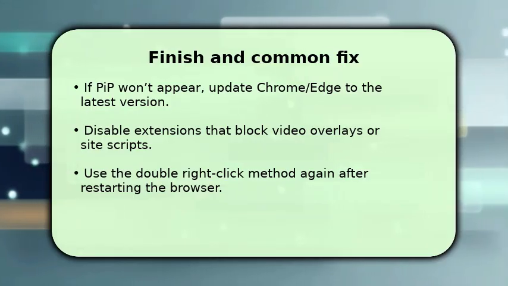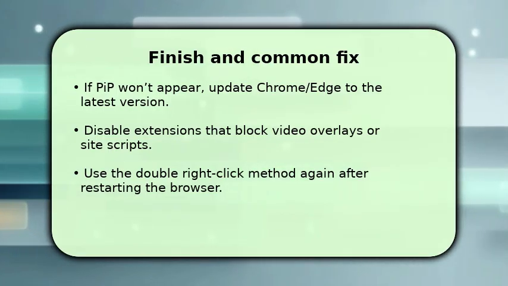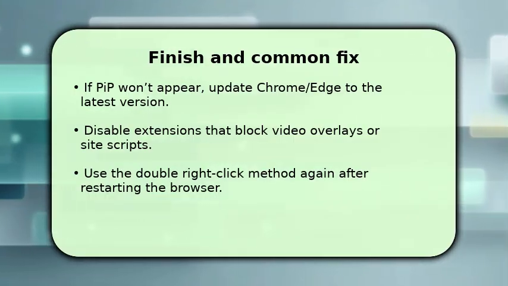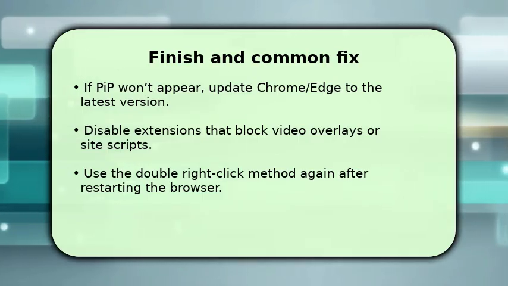If PiP fails, make sure your browser is up to date because PiP bugs are often fixed in updates. Disable any extensions that inject scripts or block overlays, then try the double right-click again. If problems persist, restart the browser and repeat the same steps. Updating and disabling interfering extensions resolves most issues and restores reliability.